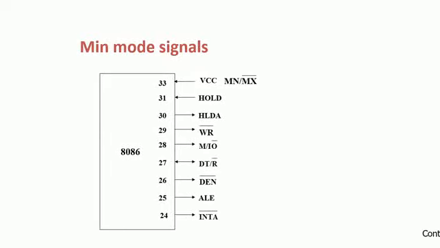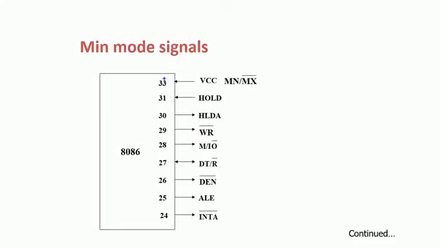So the next case is the signals in the minimum mode. We are having the maximum mode signals and we are having the minimum mode signals. Oops, there is a mistake. Actually, it is not a mistake, I would like to show some other one. Okay, so here 33 pin. Go back to your pin diagram.